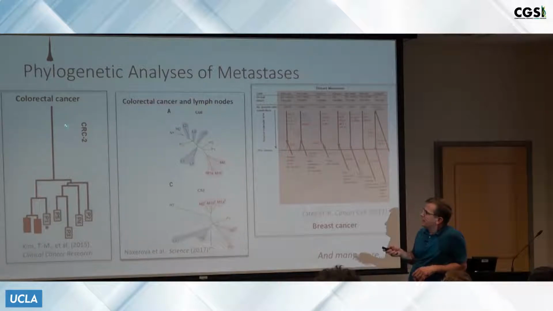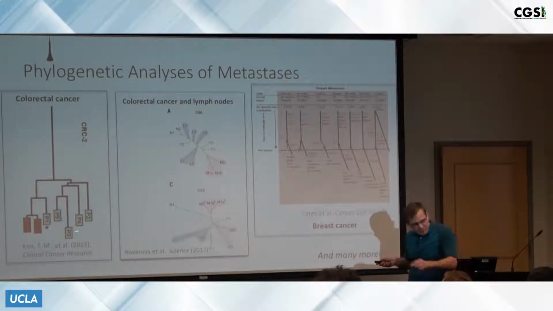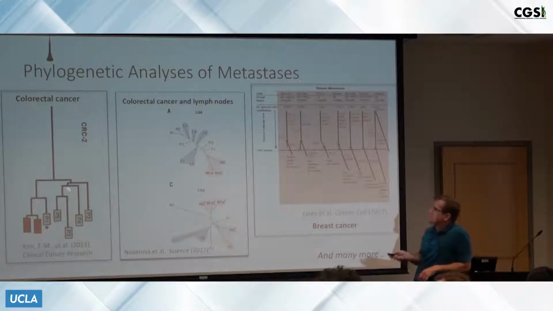Colorectal cancer patient. There were 2 liver metastases here in red, 5 pieces of the primary tumor that they sequenced independently. Here's the tree. Again, you can see the 2 liver mets are more closely related to each other than to other parts of the primary tumor.